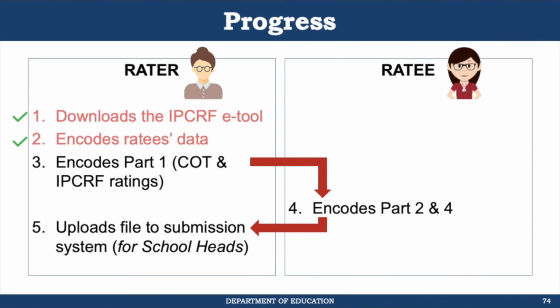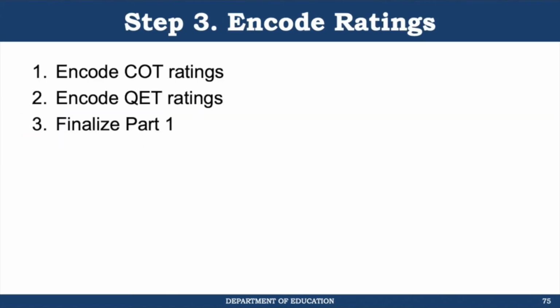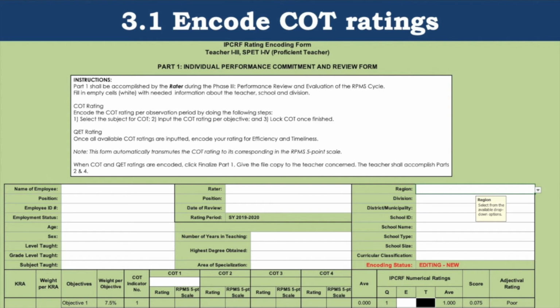We have now completed step 2. Let's proceed to the next step, encoding of part 1, the COT and IPCRF QET ratings. Here are the activities involved: COT ratings, QET ratings, and then finally finalizing part 1. So here, let's go back to the encoding tab and let's look at part 1.